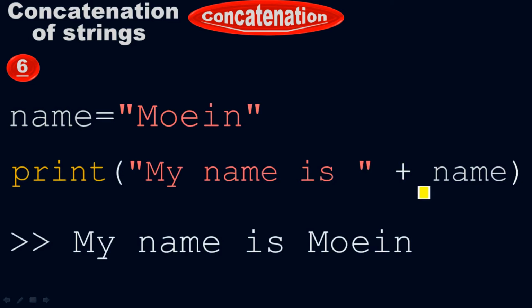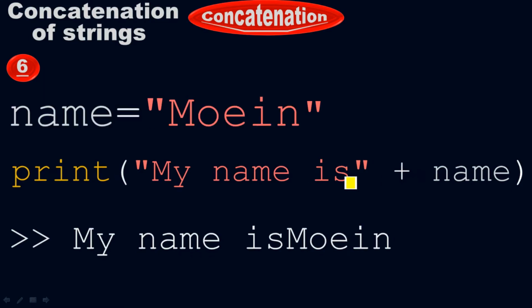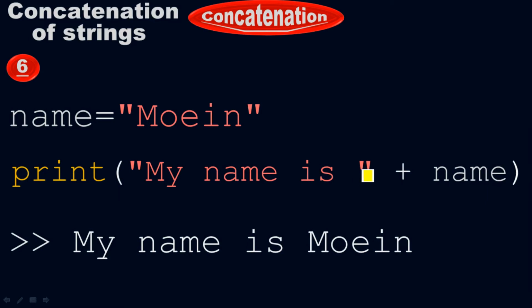What kind of modification did I do? I just put a space before the second quotes. My name is, and then put a space and then quotes. It will put the name Moein one space away from is. Just simply put a space before the second quotes. Look, last time we had no space here. Right after is we put the second quotes. Therefore there is no space between Moein and is. But as I put a space before the second quotes, I got a space between is and name. So it's very simple.